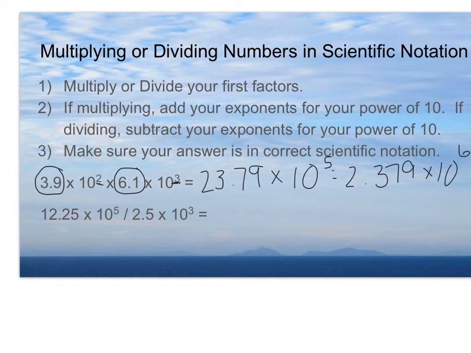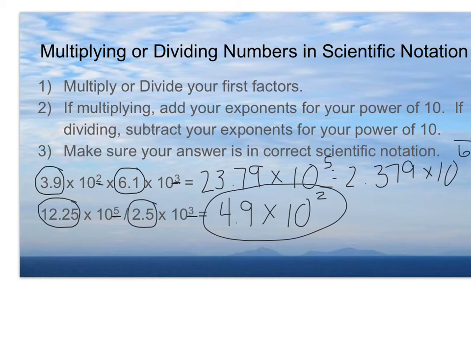On my second example, I'm going to do the same thing. I'm going to take 12 and 25 hundredths divided by 2 and 5/10. That will give me 4 and 9/10 times 10, and I need to subtract these two to the 2nd power. That is in correct scientific notation, so I'm good to say these are my answers.